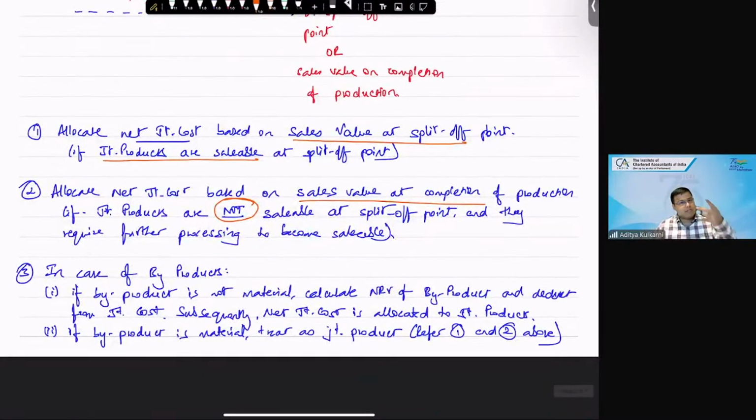In the case of byproducts, two rules. First one, if the byproduct is not material, mostly they will be immaterial, calculate NRV of byproduct and deduct from joint cost, and then allocate the net joint cost. Something which I just explained to you. If byproduct is material, मतलब आपको लगता है your byproduct is as significant as joint products, then treat it as a joint product and follow 1 and 2 above. What is number 1? Allocate based on sales value at split off point. Number 2, if 1 does not exist, then allocate based on sales value at the point of completion.